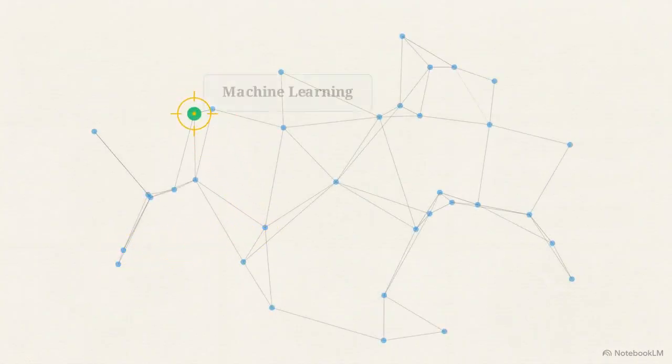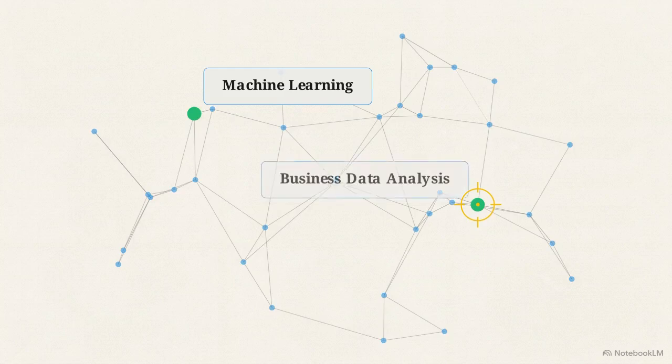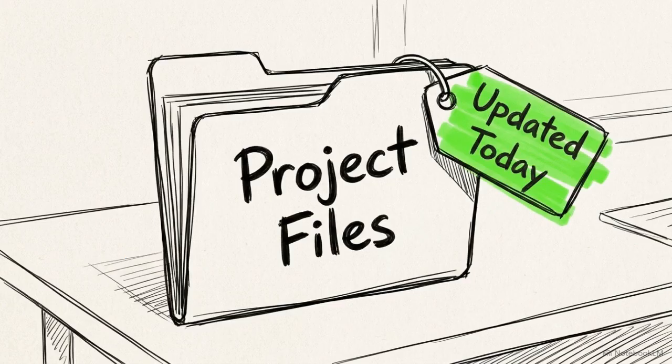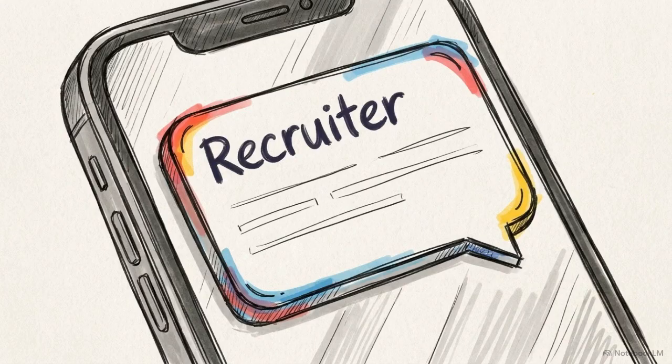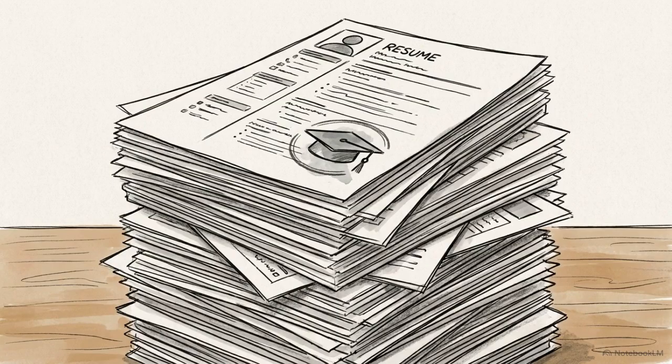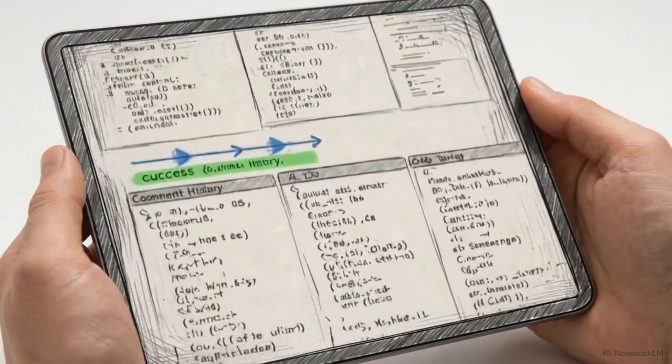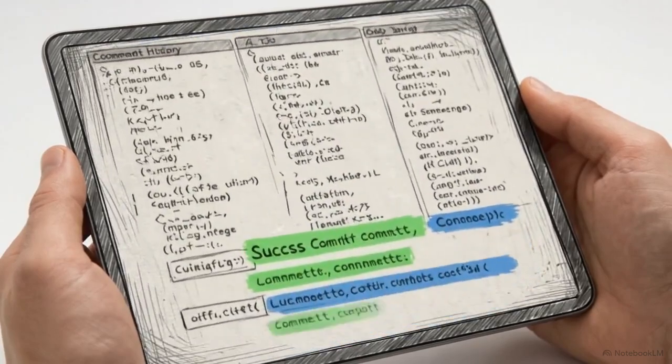You should target high-demand tracks like machine learning or business data analysis to ensure your skills align with current hiring trends. When you maintain updated projects in these specific fields, you signal to recruiters that your knowledge is current and ready for a professional environment. While a traditional resume lists your education history, this digital profile shows the actual project files that a hiring manager needs to see before they offer an interview.